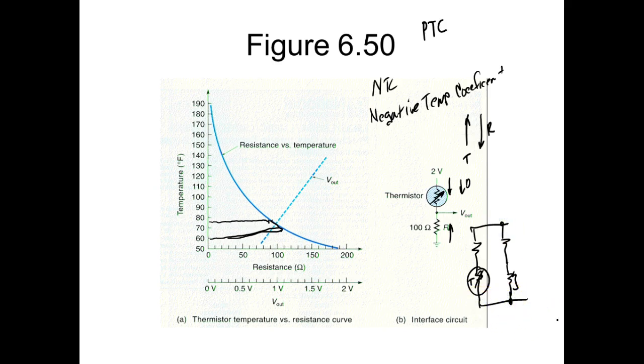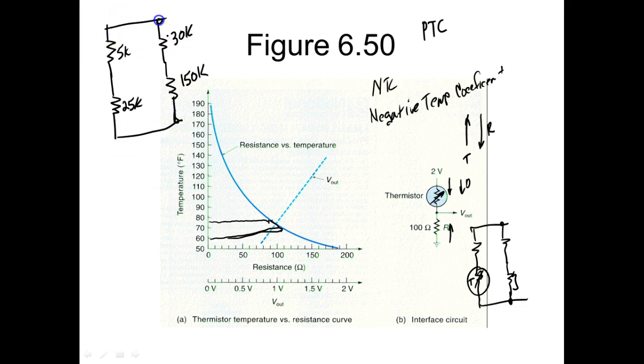So when is a Wheatstone bridge balanced? If I came over here and this was a 5K, and this right here was a 25K, and then over here this was a 30K, and this right here was a 1500K, if I did this right, guys, would the bridge be balanced? Huh?